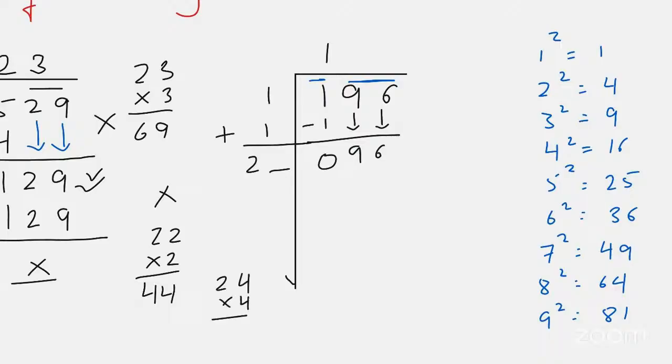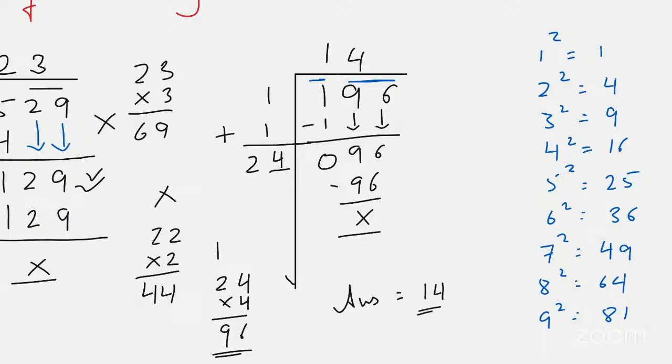If I put 4, then 24 into 4. 4 4s are 16, 6 carries 1. 4 2s are 8 plus 1, 9. So in the blank of 24, if I'm putting 4, it is giving me that number. So I will put 4 here. I will put 4 on the top and I will write 96. Cancel, 0. Answer is equal to 14. The root is 14.